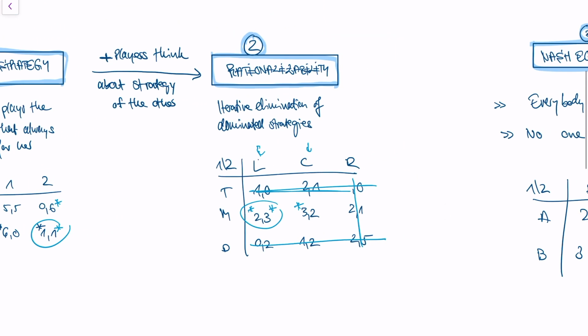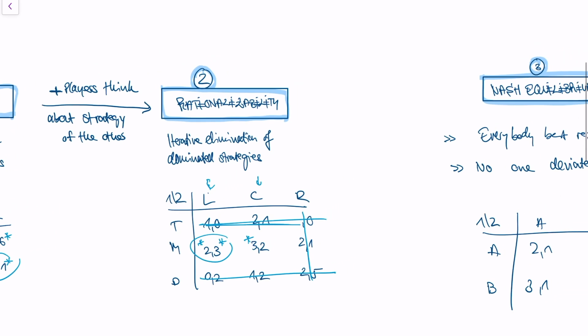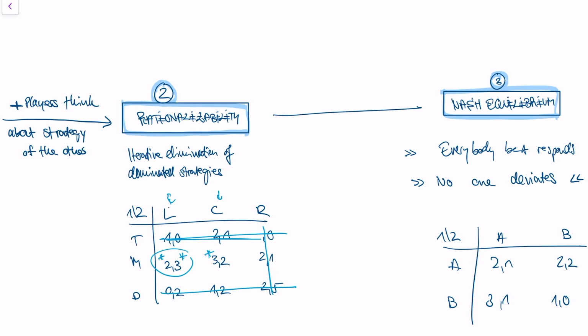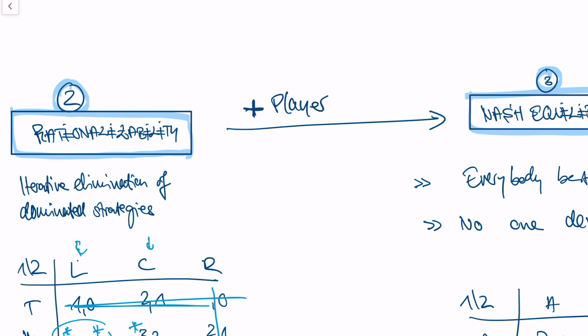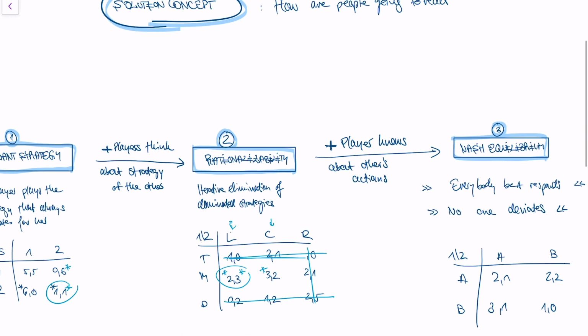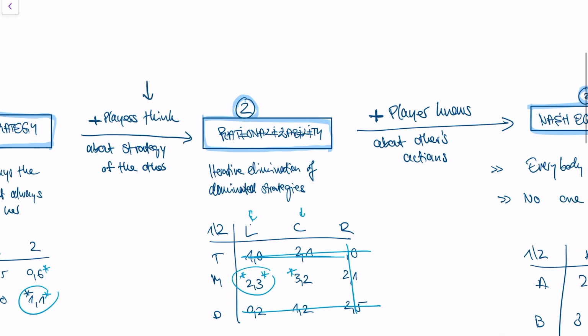However, it is not always the case that we can eliminate strategies because they're strictly dominated. And in this case, we introduce another solution concept, the Nash Equilibrium. And the Nash Equilibrium needs another assumption. This assumption is that the player actually knows about the responses of the others, which is once again a stronger assumption about others' actions. Because with rationalizability, we only needed that players think about the strategy of others. Now we have a stronger assumption. The player knows what the others are doing, right?